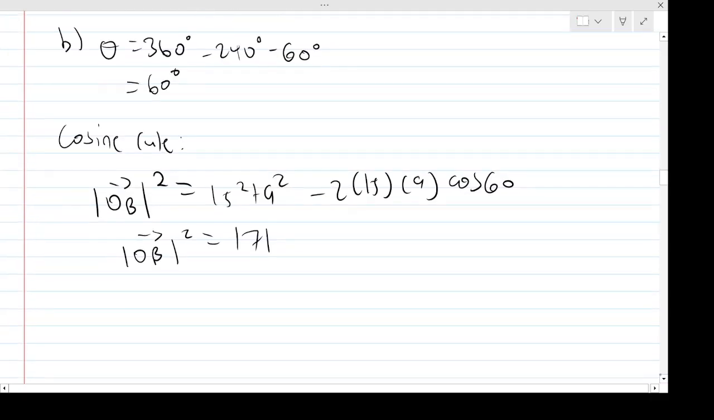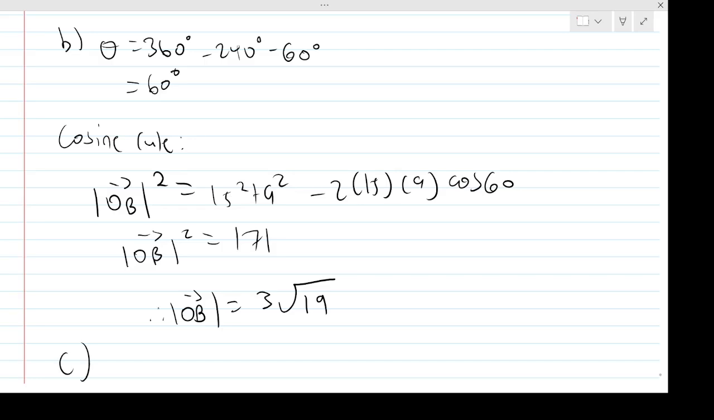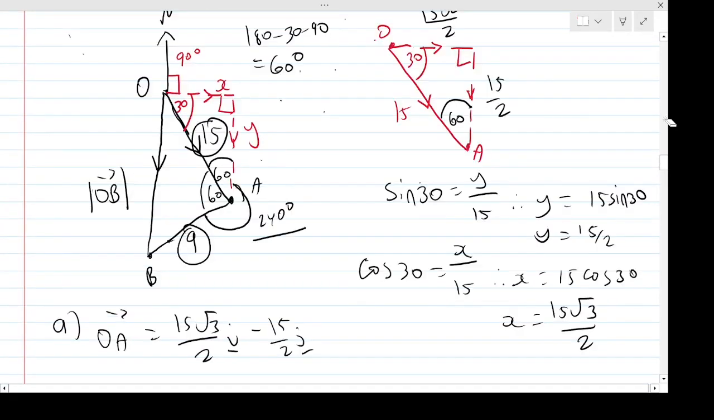And so therefore the length by itself is going to be the root of that, right? So if I root that, my calculator gives me the answer 3 root 19. So that's simplified, okay? And there we are. So that's my length. Cool. Then part C then. And actually I can add that on then. This length now, O to B, the length is 3 root 19 here.